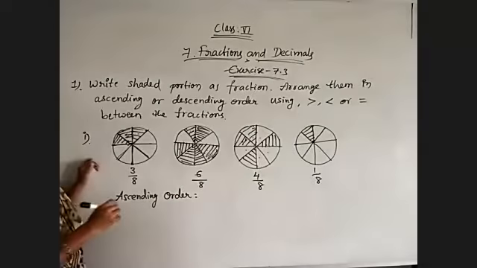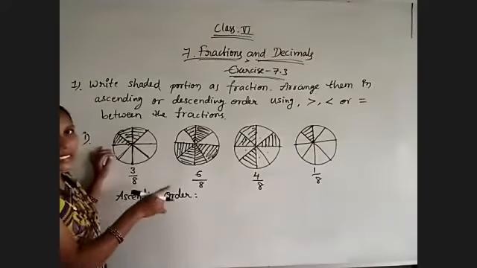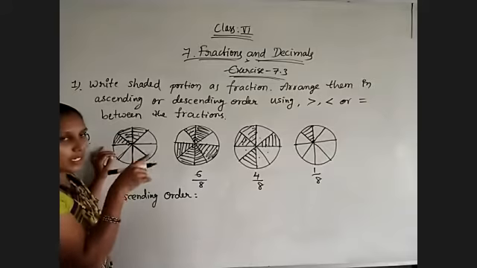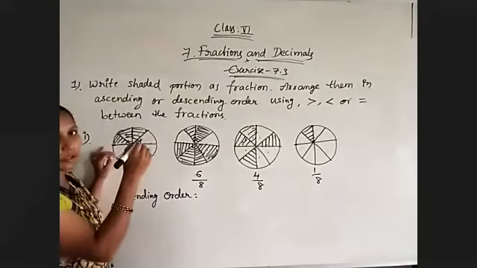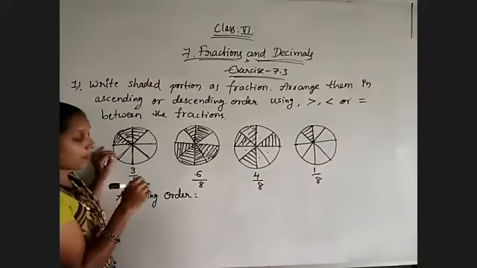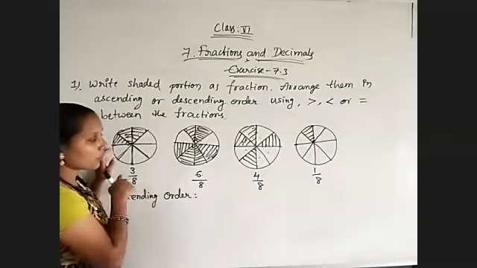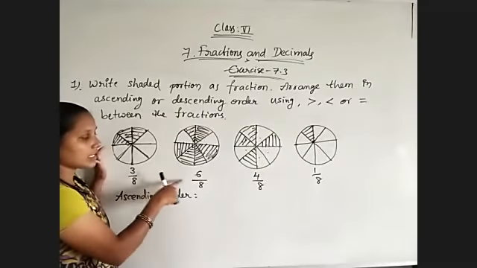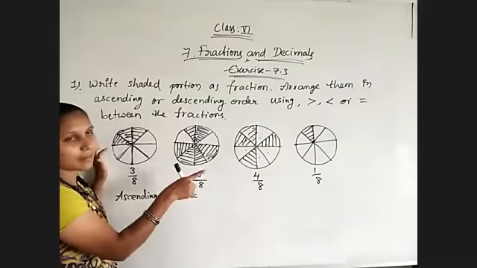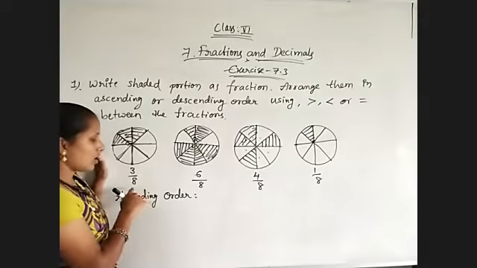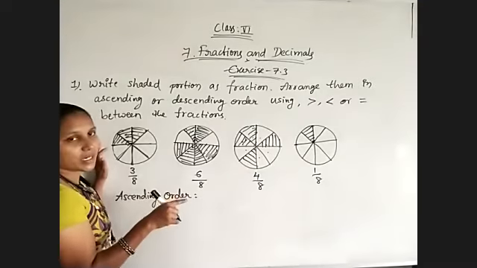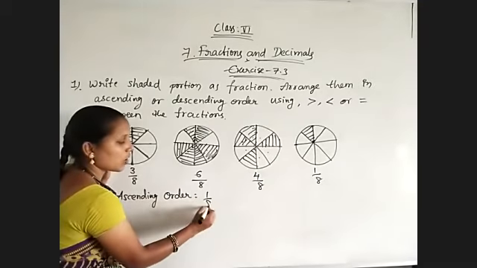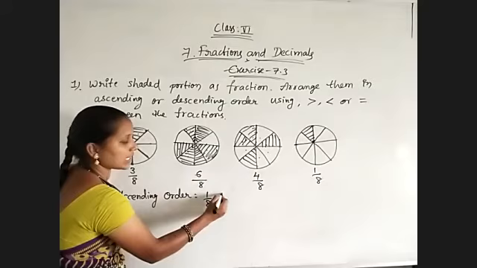Whenever you are writing in ascending order, we need to arrange the numbers from small to big. So when you are writing small to big, we need to use the less than symbol. Among these four fractions, 3 by 8, 6 by 8, 4 by 8, 1 by 8, which one is smaller? All have the same denominator, so 1 by 8 is smaller. 1 by 8 is less than.